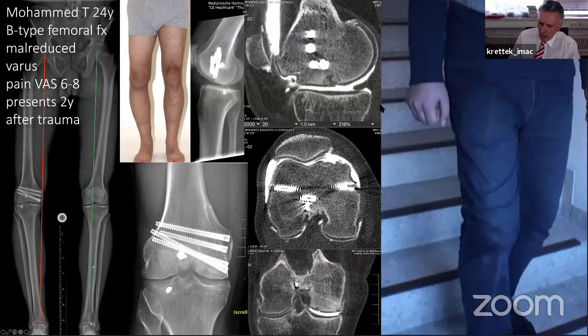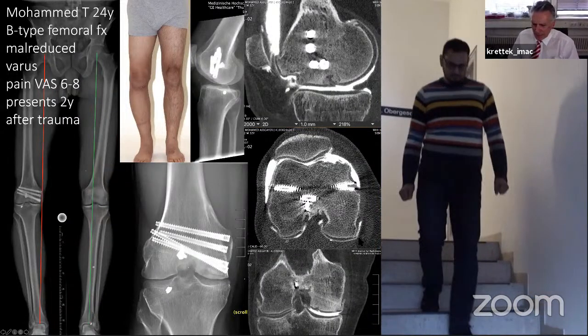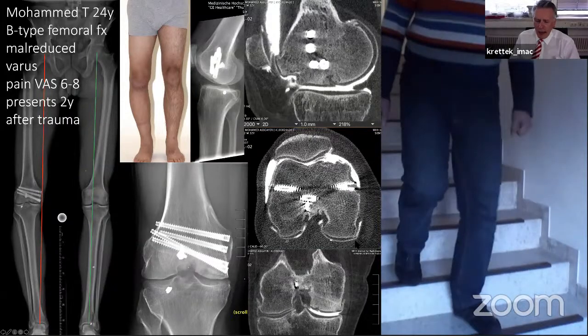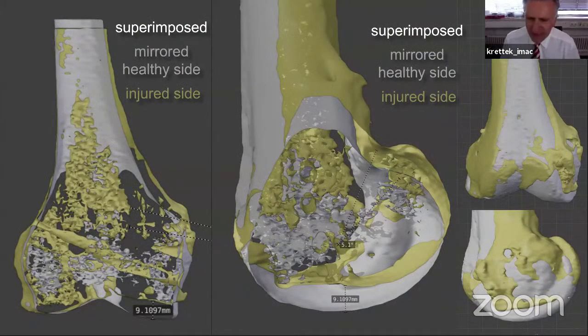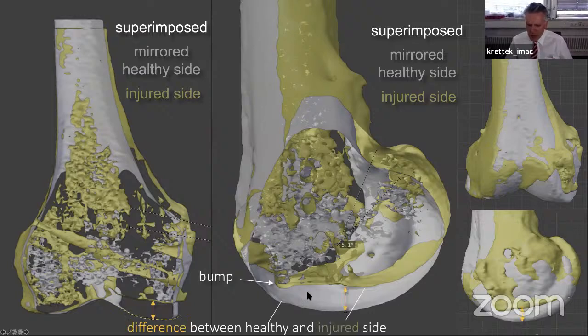His meniscus was pretty much intact, and we also use 3D analysis of both sides in order to judge the amount of correction we need. So we have superimposed the 3D data sets from the healthy side and the injured side. The healthy side is gray and the injured side is green. We see very nicely that we have a shortening of almost 10 millimeters in both planes. And not only that, we also have some additional intra-articular bumps, which cause additional pain and problems.